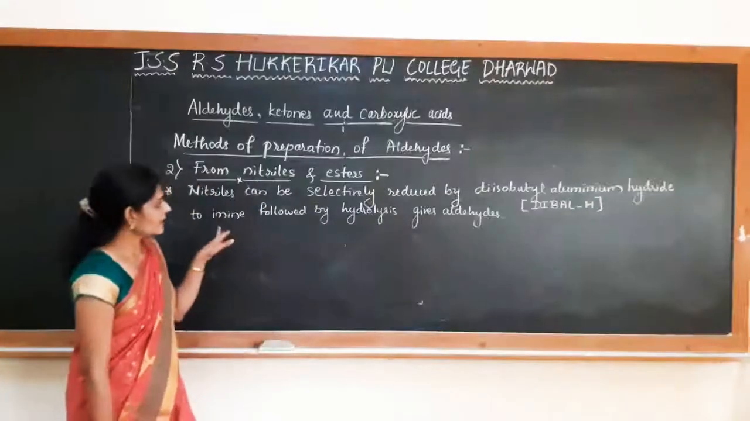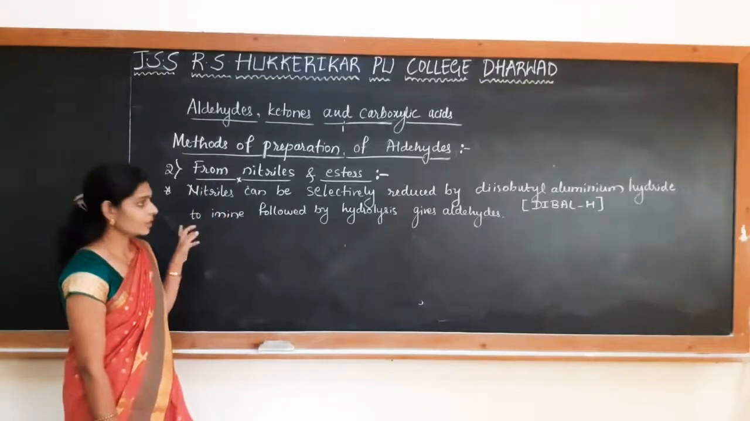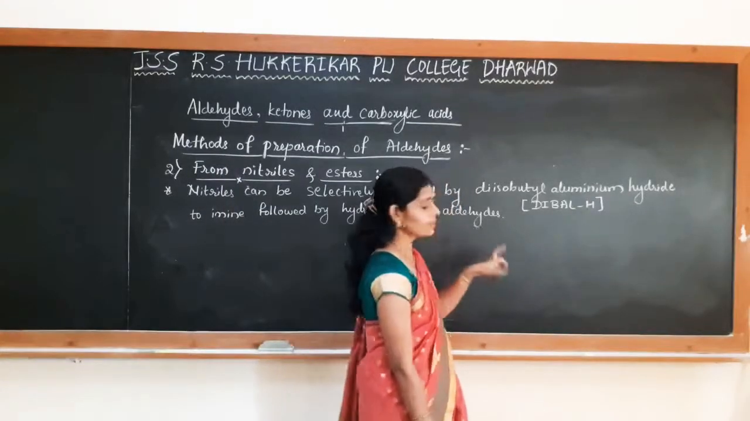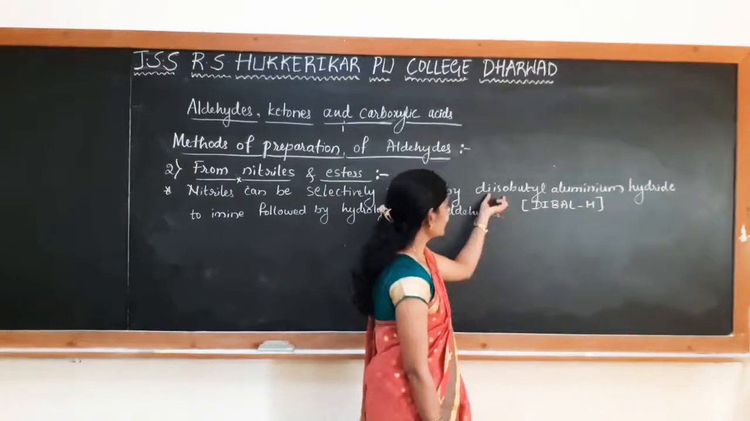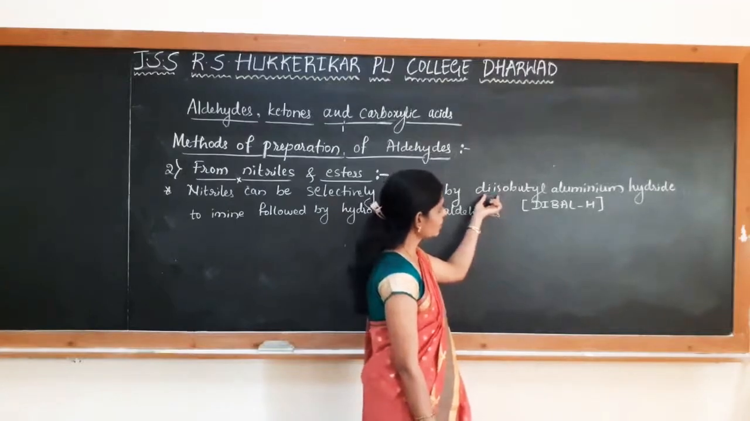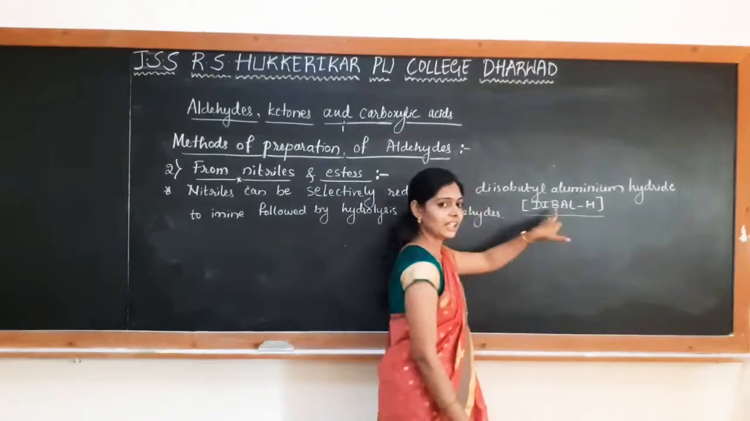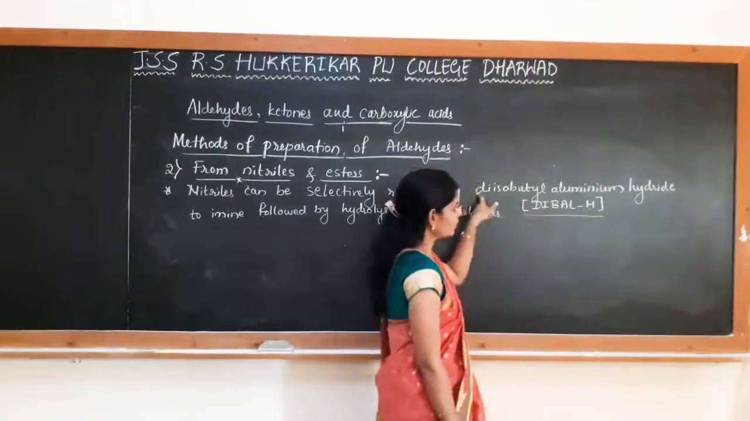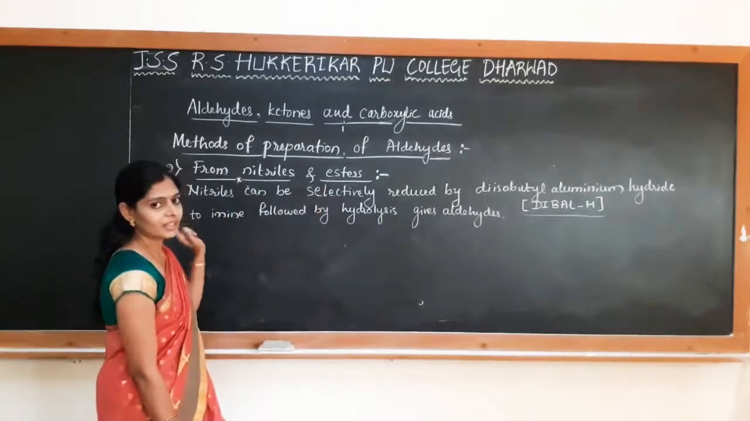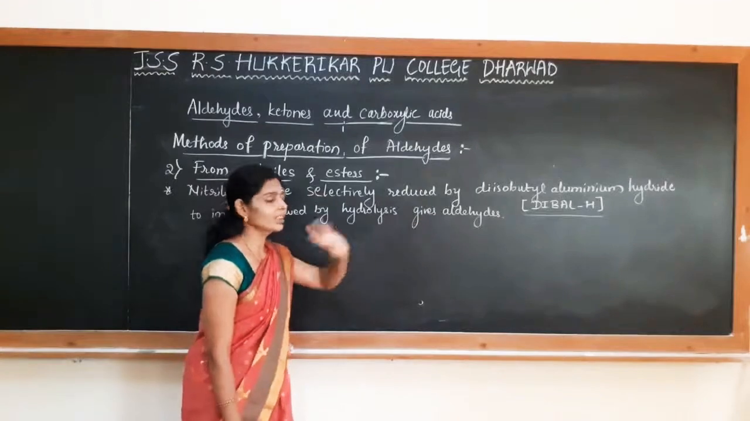Not only Stephen reduction, nitriles can also be reduced by using another reagent which selectively reduces the nitrile to the aldehyde, that is diisobutyl aluminium hydride. It can be written like this, in short form. Diisobutyl aluminium hydride also gives imine. Nitrile is reduced to imine, which is further subjected to hydrolysis to give the aldehyde.